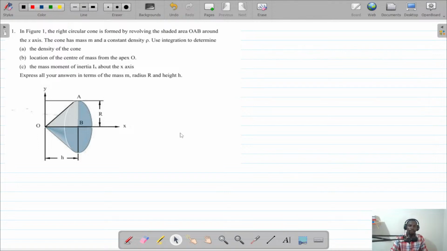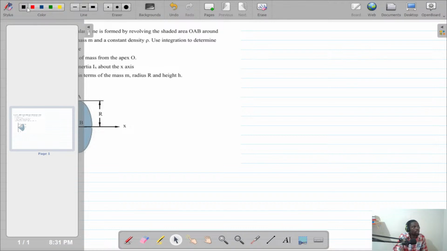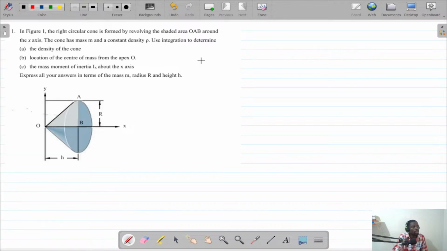Okay, so I'm beginning with the first question. We have a cone, and we are supposed to find the density of the cone and also find the location of the center of mass.